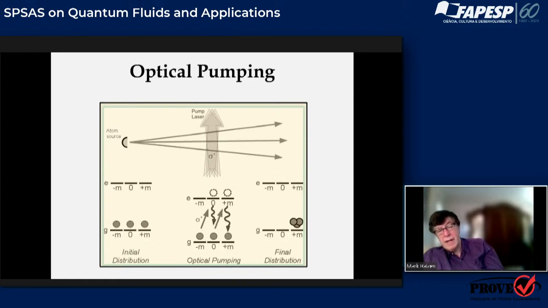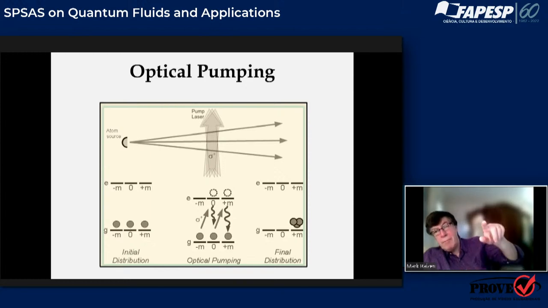Then we intersect it with a laser, which we call the pump laser, which is tuned on atomic resonance. Initially coming out of the oven, the atoms are all in the ground state. In this picture, we choose a J=1 to J=1 transition. So there are three magnetic states, +1, -1, and 0, in both the ground and the excited states. The application of optical pumping is that by choosing the right polarization of the light, you can control the quantum selection rules. For example, if we use right circularly polarized light, then the selection rule on absorption is delta M = +1.